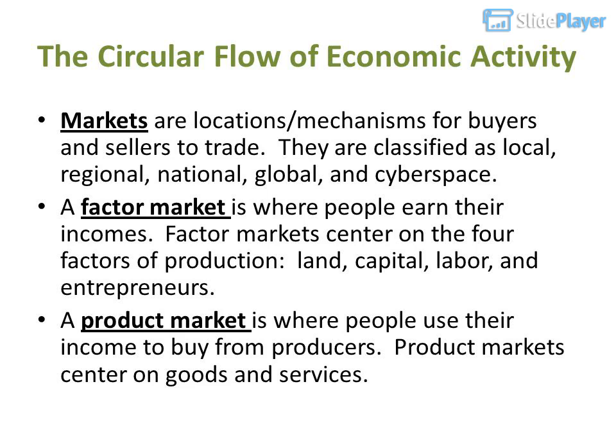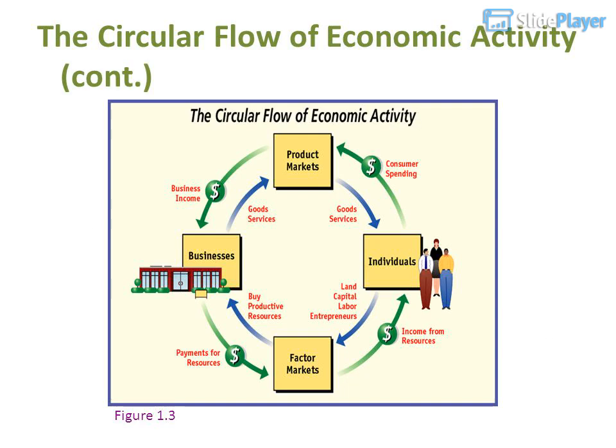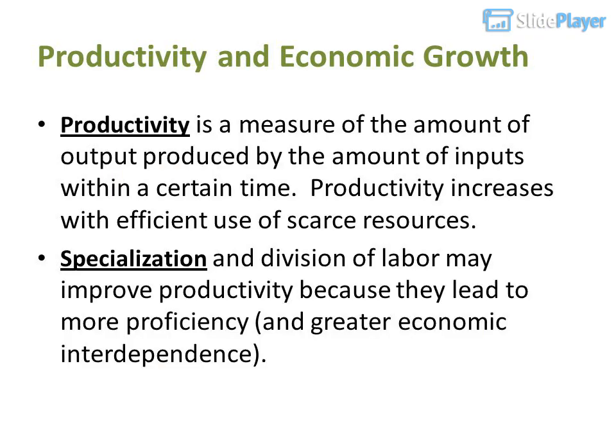The circular flow of economic activity. Markets are locations or mechanisms for buyers and sellers to trade. They are classified as local, regional, national, global, and cyberspace. A factor market is where people earn their incomes. Factor markets center on the four factors of production: land, capital, labor, and entrepreneurs. A product market is where people use their income to buy from producers. Product markets center on goods and services. The circular flow of economic activity, continued. Figure 1.3. Productivity and economic growth.